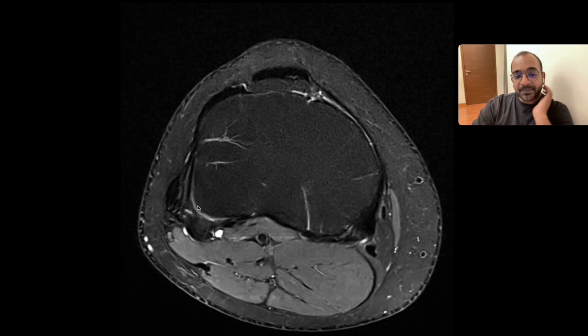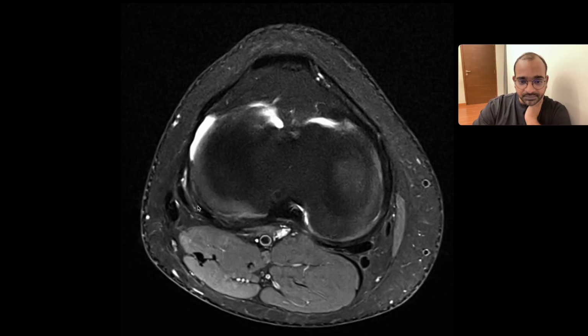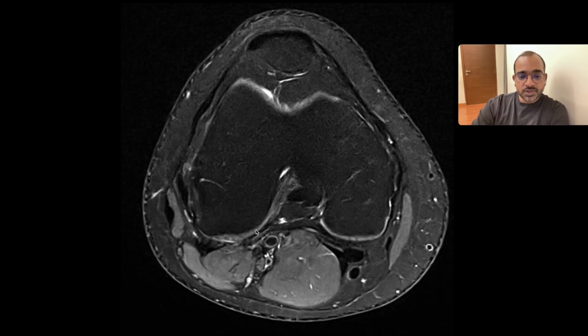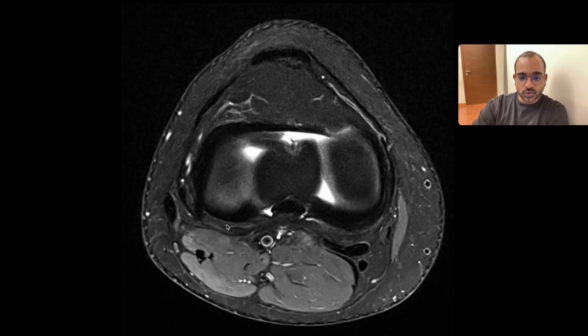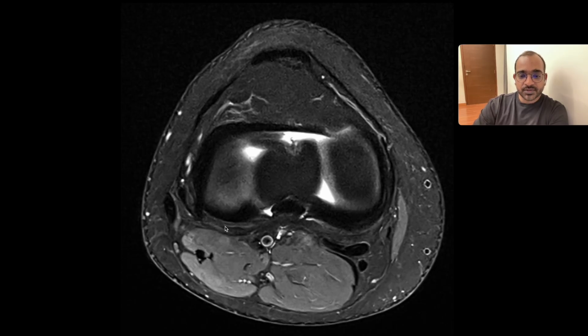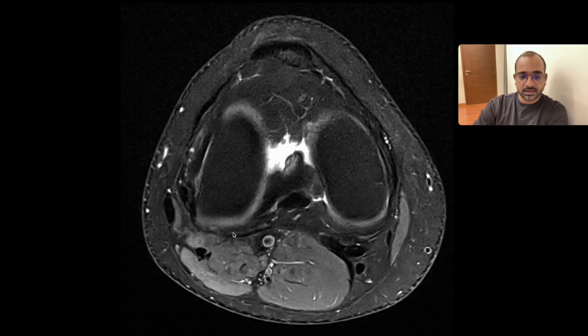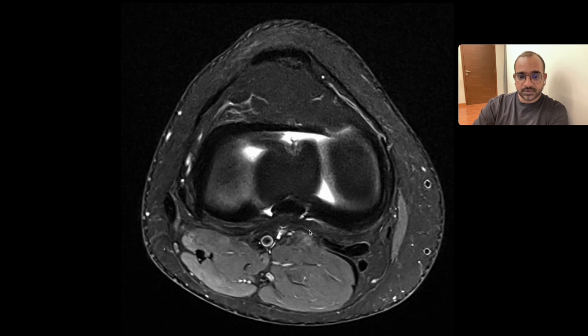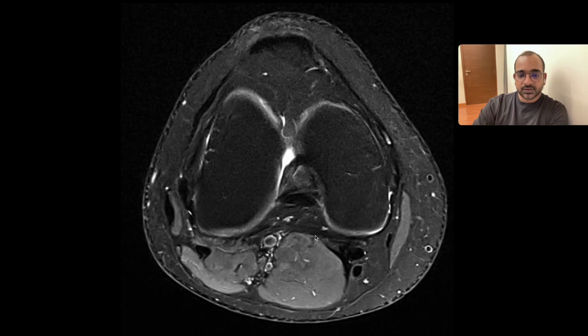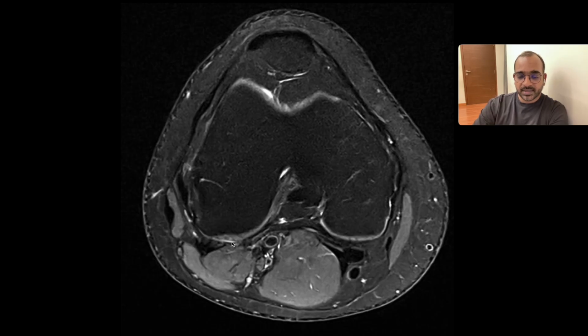In the posterior lateral aspect of the knee joint, we have the posterior joint capsule, which is reinforced by the arcuate ligament. So that is our arcuate ligament. And here comes the oblique popliteal ligament. This is the oblique popliteal ligament here. So these are the two important ligaments.